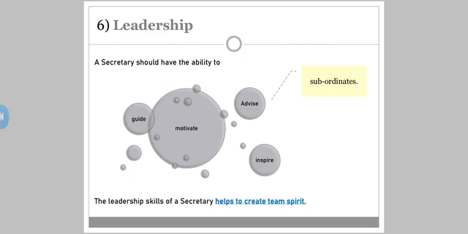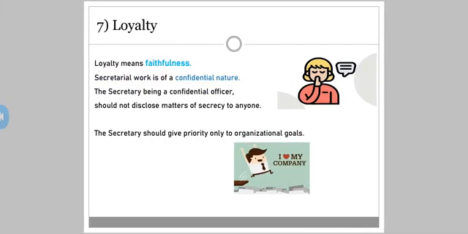So now these leadership skills, these qualities of a secretary, will help to create a team spirit. Creating a team spirit means making everyone come together and work united, for the organization to achieve organizational goals.